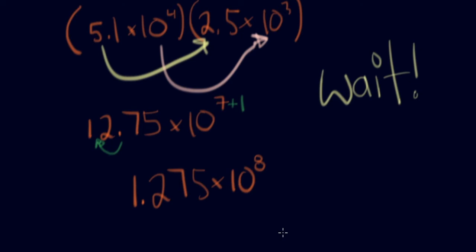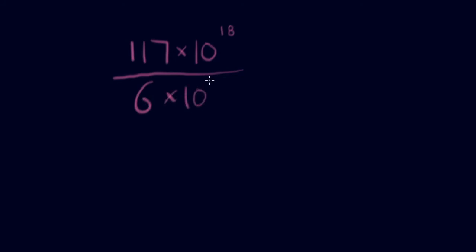Excellent. Let's move on to some dividing. Let's get rid of that one and think of some numbers. Maybe we should try the guessing game again. No, let's not do the guessing game. Let's do 117. You never would have guessed 117. Times 10 to the 18th divided by 6 times 10 to the 4th.